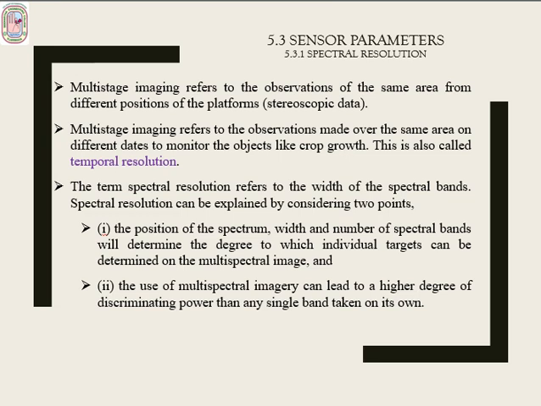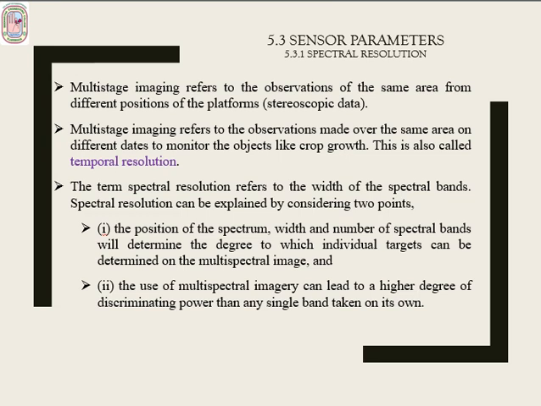Multi-stage imaging also refers to the observations made over the same area on different dates to monitor objects like crop growth. This is also called temporal resolution. So, we get the previous date data and the current data. By using both the data, we can estimate the growth of the crops.